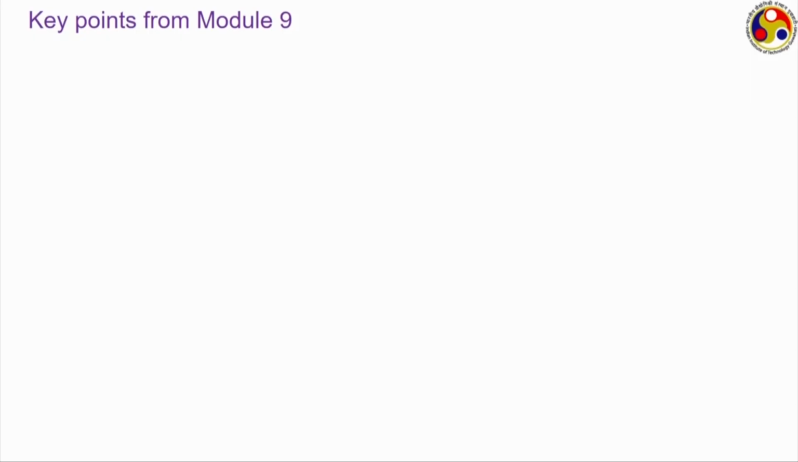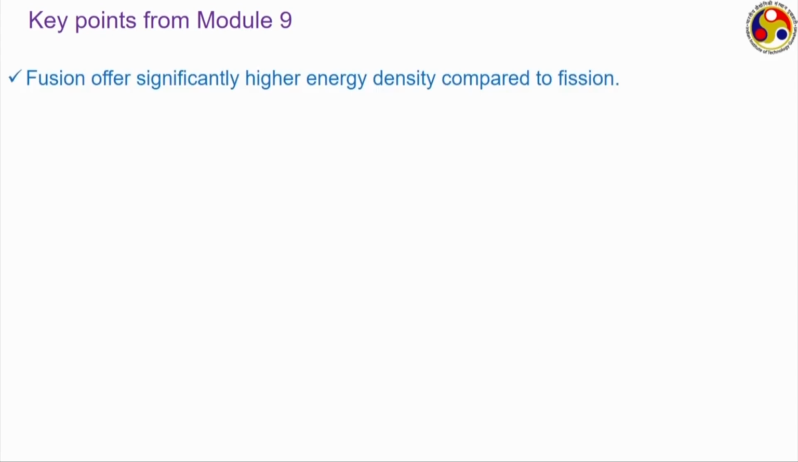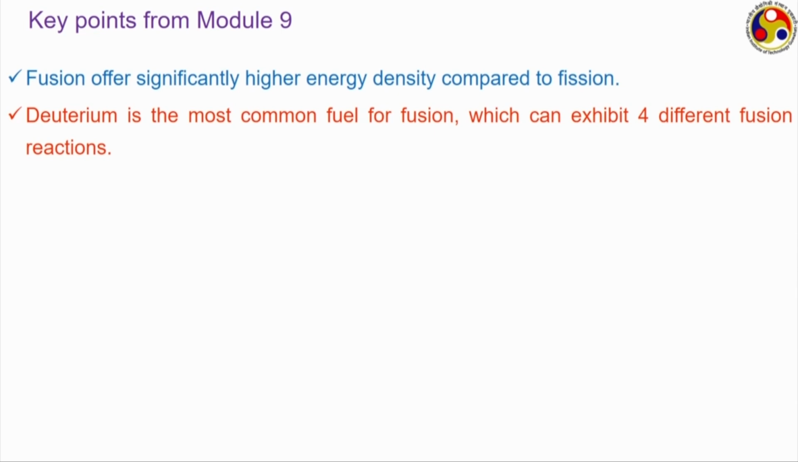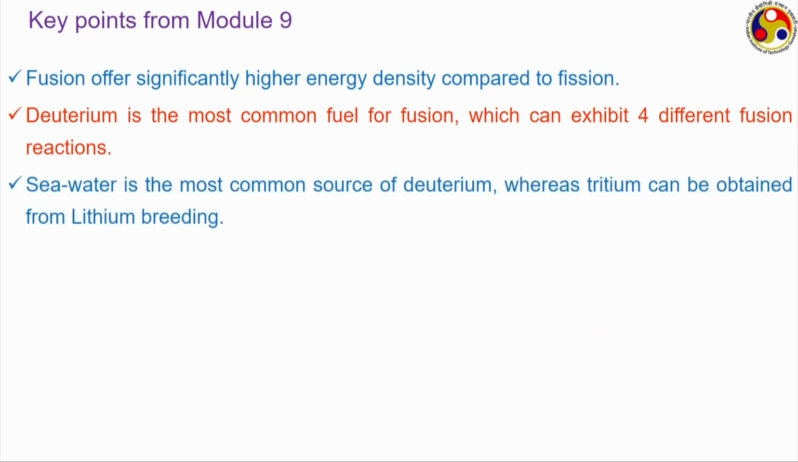But to summarize the topics that we have discussed, we have seen that fusion offers significantly higher energy density compared to fission, and deuterium is the most common fuel which can go through 4 different kinds of fusion reactions. The DT reaction, or deuterium tritium reaction, is the most preferred one, because it shows a small Coulomb barrier and also it gives a reasonably high amount of energy.